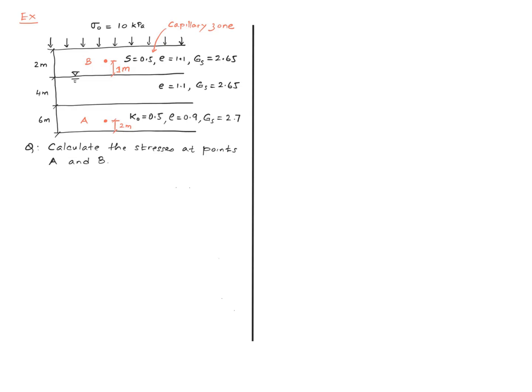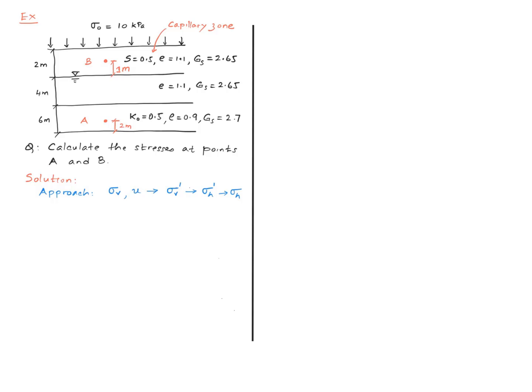In this example, there is a surface pressure of 10 kilopascal. Relevant properties of these three layers are given, and we are to calculate the stresses at point A and point B. Our approach is going to be the same as before. We want to first calculate the total vertical stress and the pore pressure at these 2 points, and then we can calculate the effective vertical stress, and from that we can calculate the effective horizontal stress, and then we can calculate the total horizontal stress.